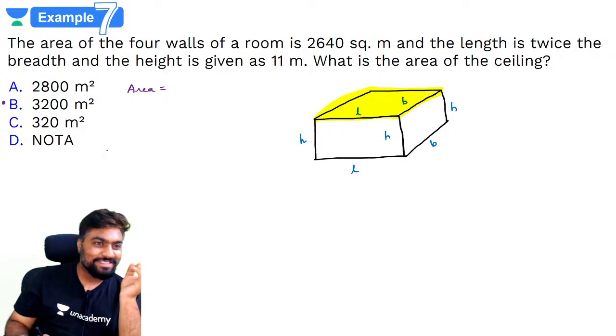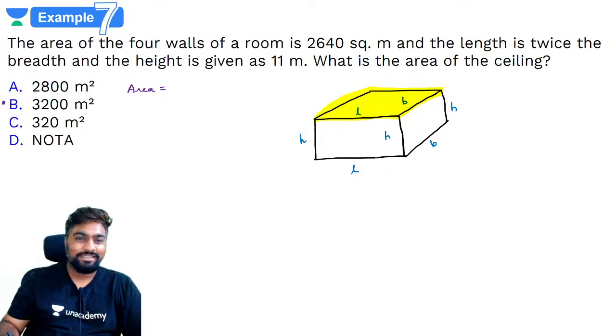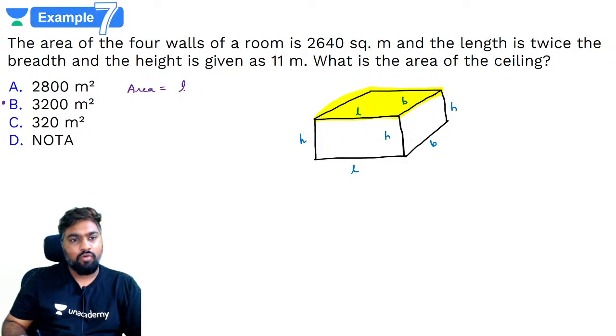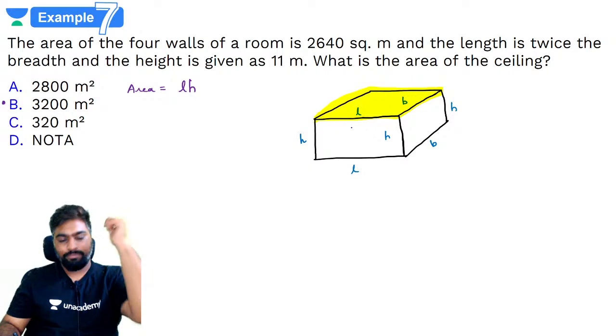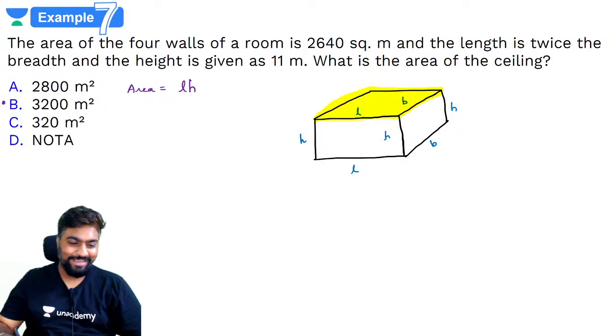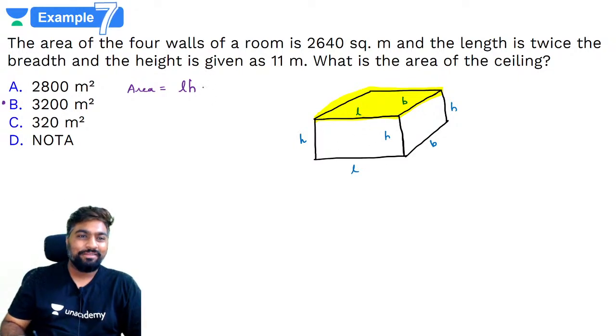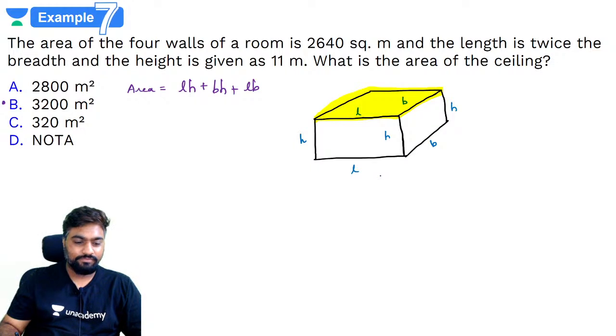लेंथ इनटू ब्रेथ तो मिल गया. क्या ढूंढ रहे हो अभी अपन? सॉरी. एरिया इज व्हाट? एरिया इज लेंथ इनटू हाइट के 2 वॉल्स होंगे आगे और पीछे, है ना? प्लस ब्रेथ इनटू हाइट के 2 वॉल्स होंगे आगे पीछे, प्लस लेंथ इनटू ब्रेथ के वॉल और सीलिंग होगा. करेक्ट?